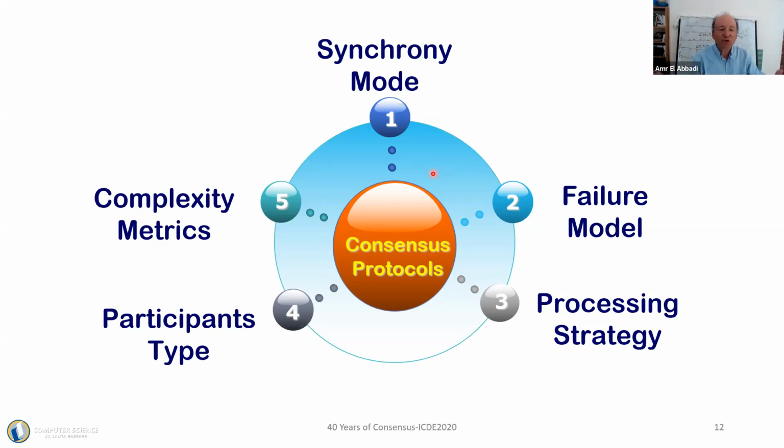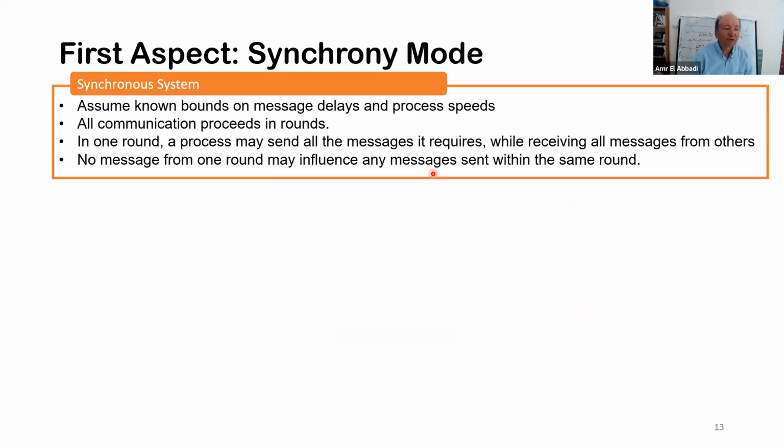So let me take each of these one by one. So the synchrony: all distributed systems are typically divided into two types, synchronous systems versus asynchronous systems, and a third one in the middle. In synchronous systems, you assume that there are known bounds on message delivery, processing power, all of these things, so that you can run protocols in rounds.